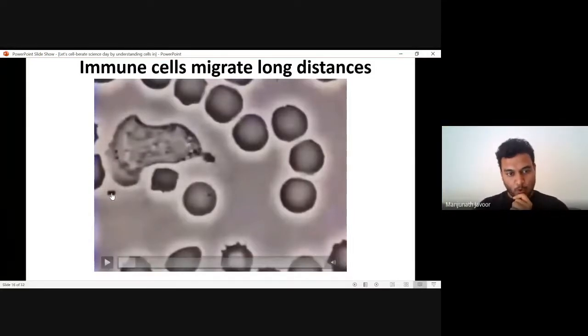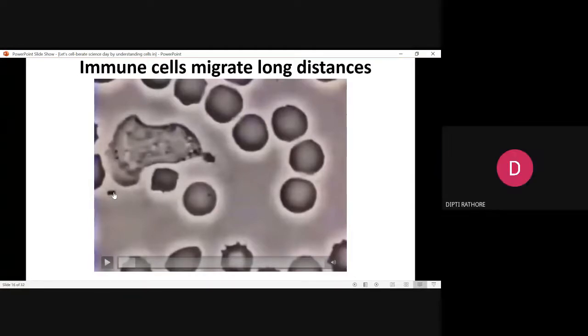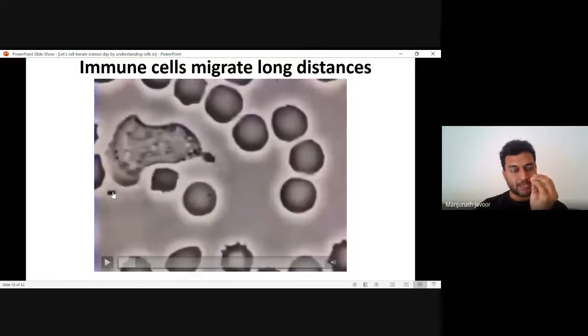So you see a small thing here in front of the cell, the black thing. That is a small bacteria, infectious bacteria, which has entered your blood. And this big cell which is following it is called a neutrophil. They are there in your blood. As soon as some bacteria comes in, it follows it, catches it, and then gobbles it. It eats it up completely. That's how it destroys the bacteria.